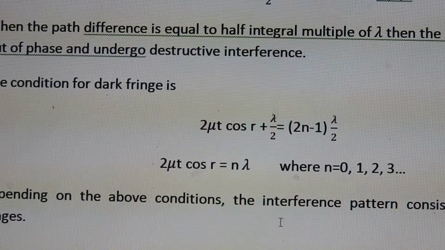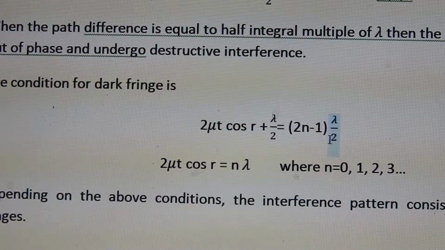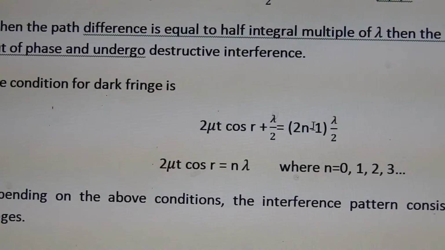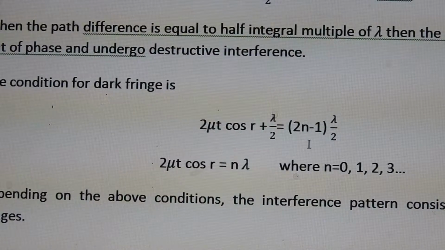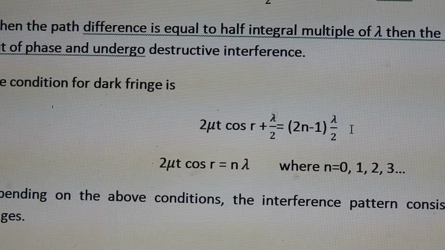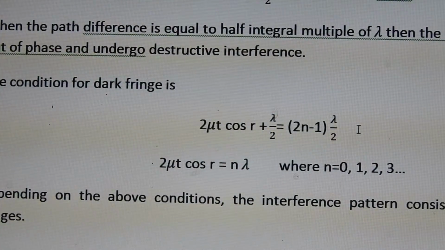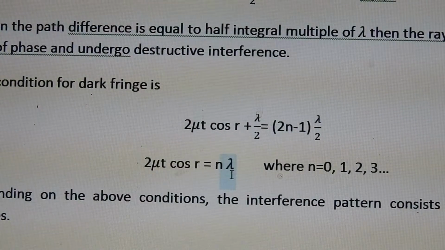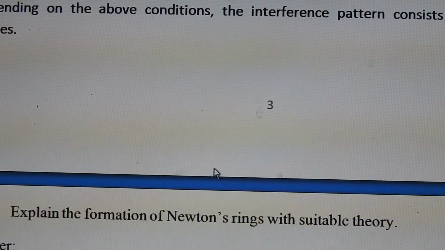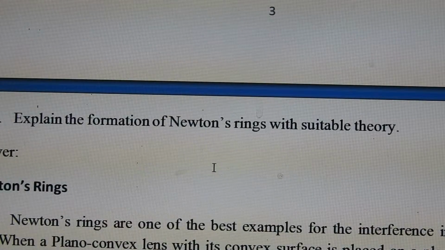For the condition of the dark fringe, 2 mu T cos R plus lambda by 2 is the total path difference, which should be equal to 2n minus 1 into lambda by 2 to get a dark fringe. Here this lambda by 2 we again send to the other side, then it becomes 2 mu T cos R is equal to n lambda to get a dark fringe. So like this is the condition for thin film to get bright and dark fringes.